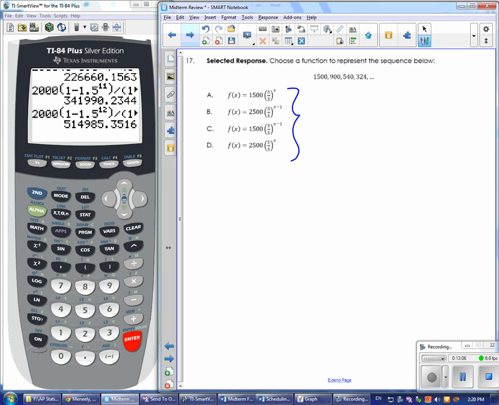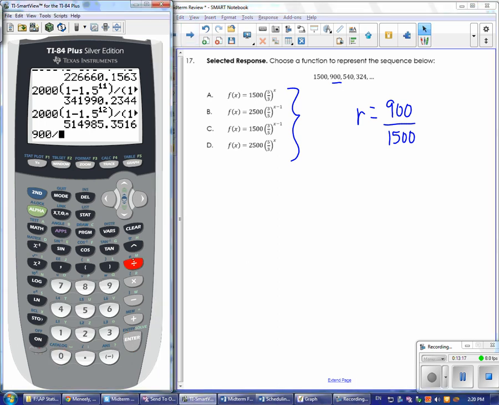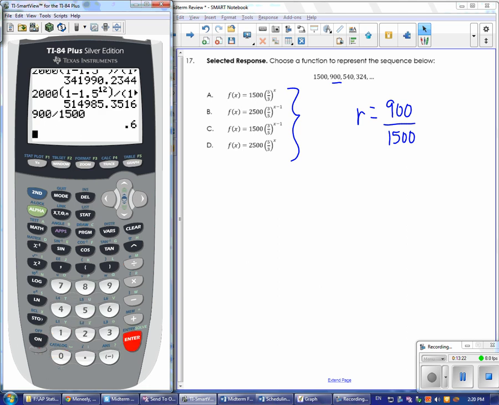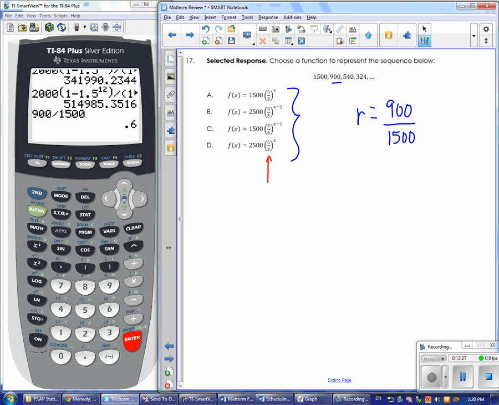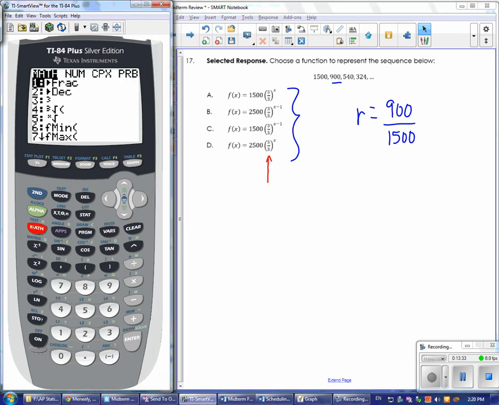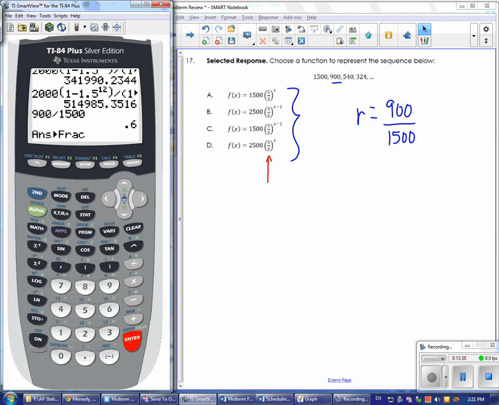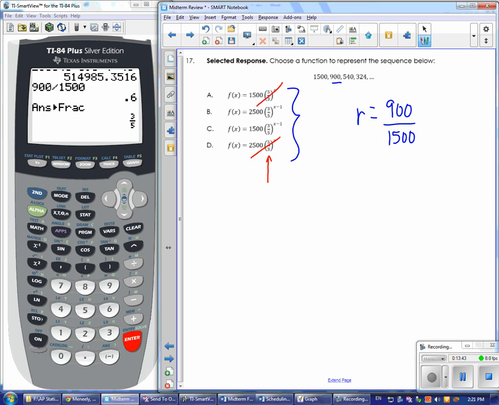Just like we did in the last problem, I'm going to take my second number and divide it by my first. 900 divided by 1,500 gives me a common ratio of 0.6. Well, if I look at the bases here, none of them look like 0.6. So I can change it to a fraction by hitting the math button, and the first option will change it back to a fraction for me, and so I get 3/5. That immediately eliminates D and A.